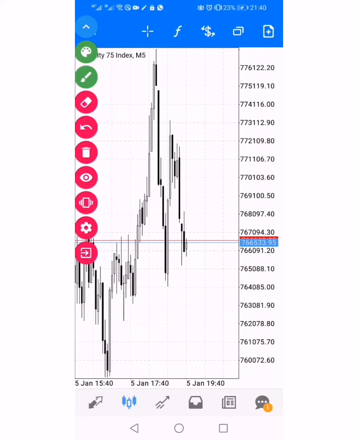It's a new year, 2022, and we are bringing in new strategies as well. So today I have a scalping strategy that you can apply on your volatility indices instrument.